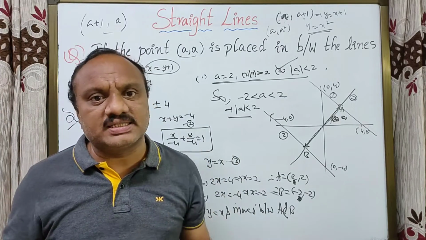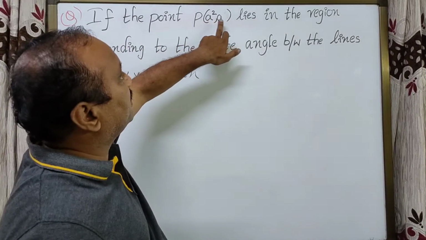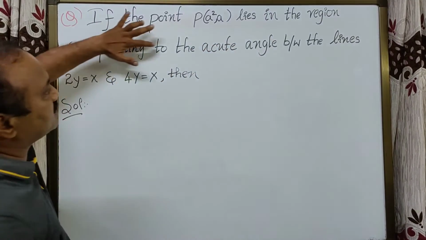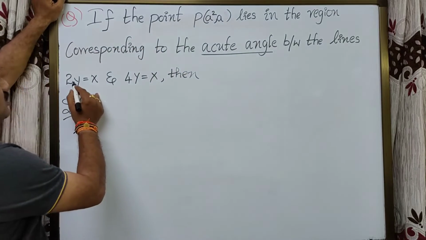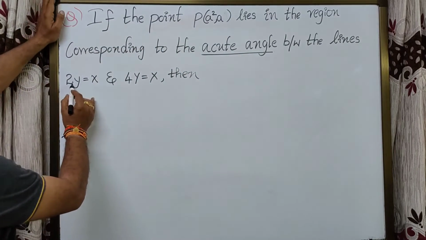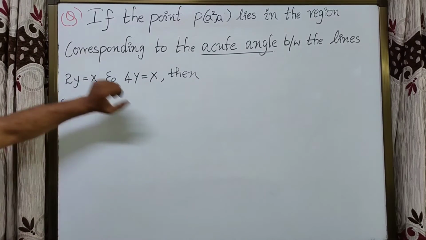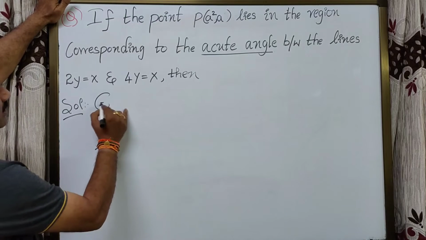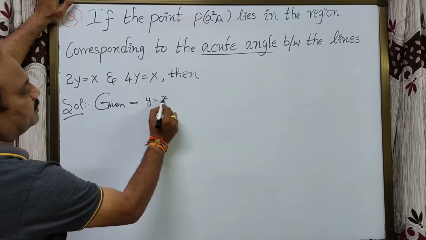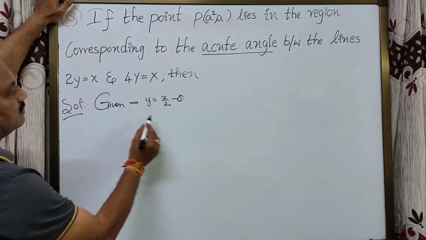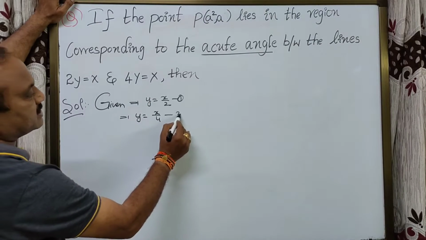Okay, now students, we will see another example. If the point P (a², a) lies in the region corresponding to the acute angle between the lines 2y equals x and 4y equals x, then here the given lines: 2y equals x means y equals x/2, it is the first line. 4y equals x means y equals x/4, it is the second line.